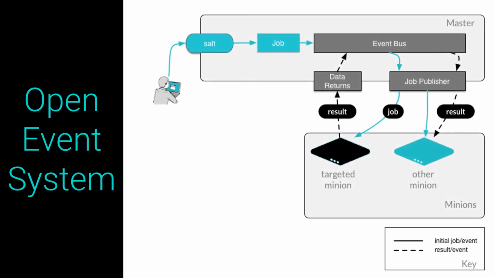The associated figure illustrates what happens when a SALT command is executed on the SALT master at a high level. A job gets published to the event bus. Minions monitor the event bus and pull down the job for which it is a target. The minion processes that job, then returns the results of that job to the master and the event bus.